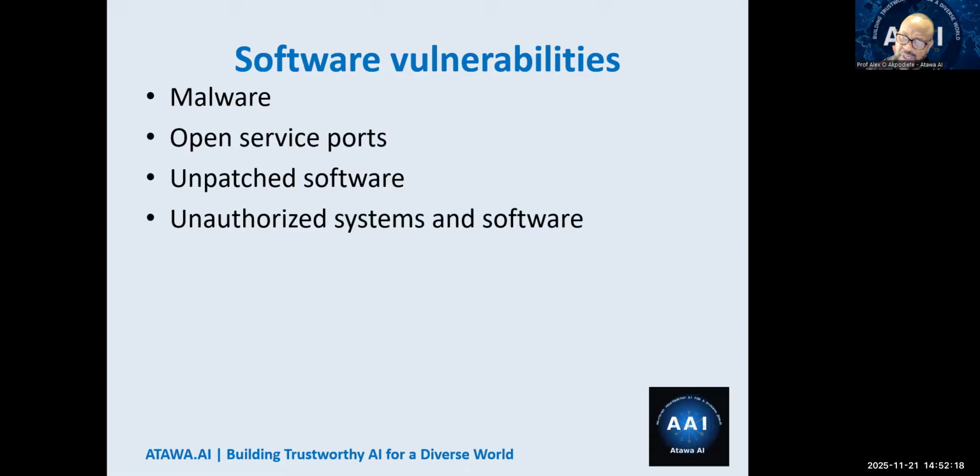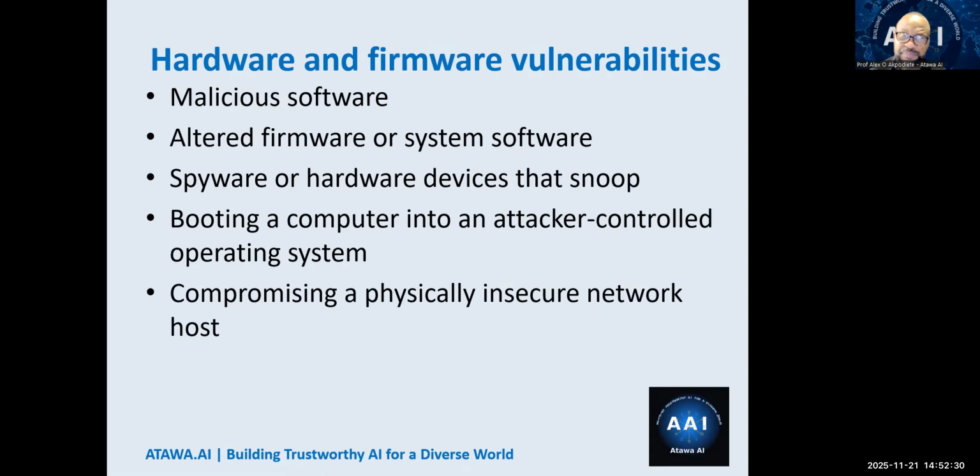As relates to software, you have malware, open service ports, unpatched software, which means software that has not been updated to take care of known vulnerabilities, and even unauthorized systems and software. The hardware and the firmware also have their own vulnerabilities. It could be malicious software, altered firmware, spyware, which could be through software or hardware itself. Or how do you put a computer into an attacker-controlled operating system?